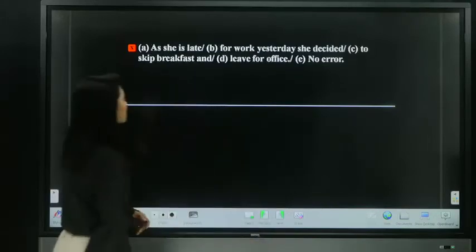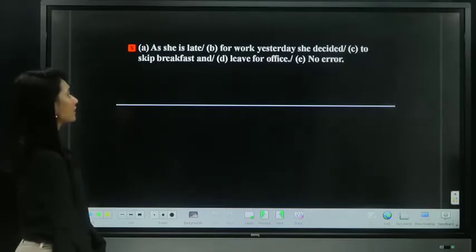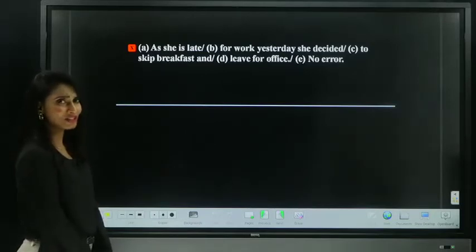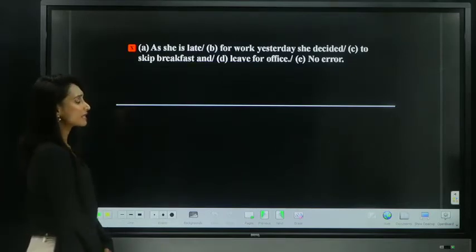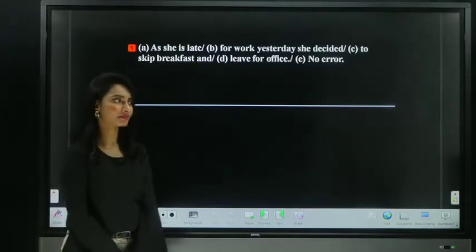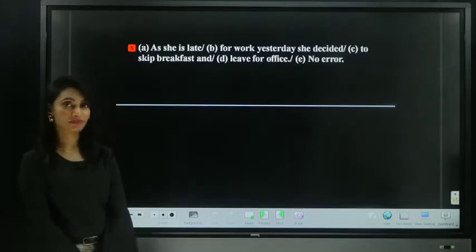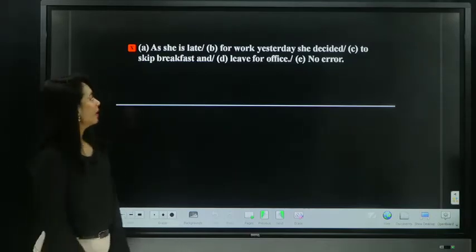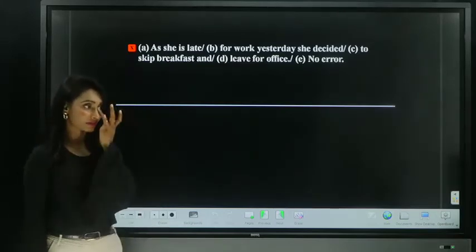Now look at the next sentence. As she is late for work yesterday, she decided to skip breakfast and leave for office. Quick. It's quite easy, right? Speed plus accuracy is what matters for the exam. So try to be fast. Yes, Swapna, you're right, but what is the explanation? What is the correction? What's the correct one?